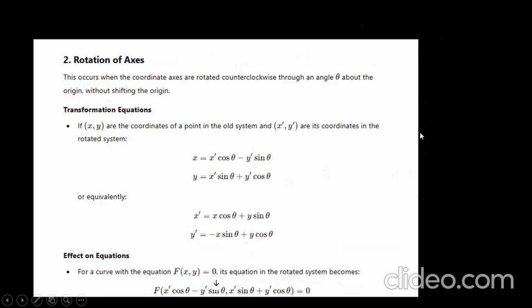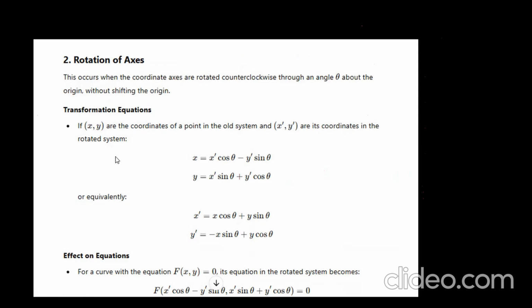Next, rotation of axis. This occurs when the coordinate axes are rotated in the anticlockwise direction through an angle theta about the origin, without shifting the origin. Here there is no shifting of origin. In the previous case we were shifting the origin.